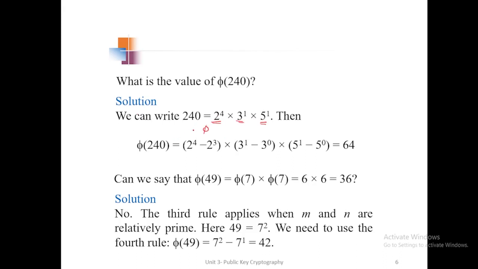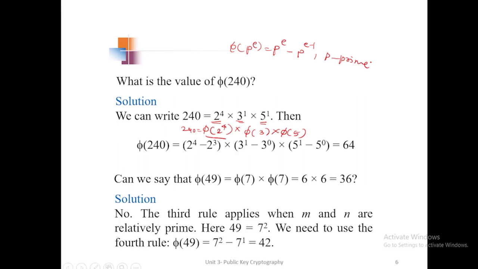240 can be written as phi of 2 power 4 into phi of 3 into phi of 5. So you apply rule 4 for these. Phi of p power e can be written as p power e minus p to the power e minus 1, where p is a prime number.